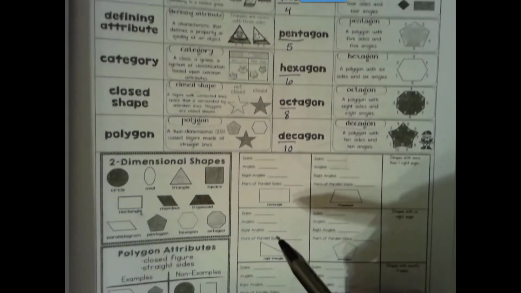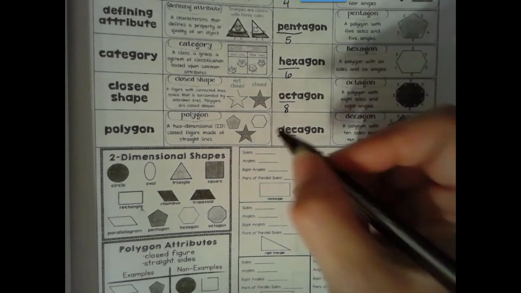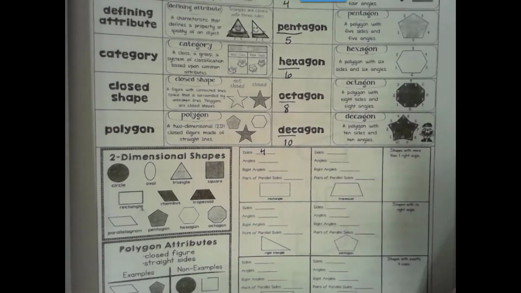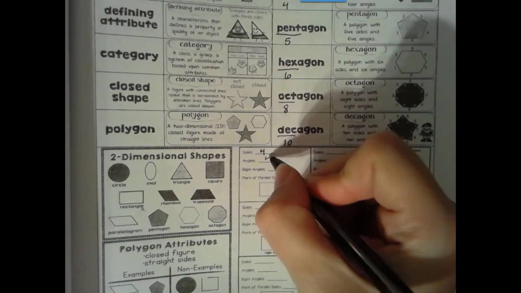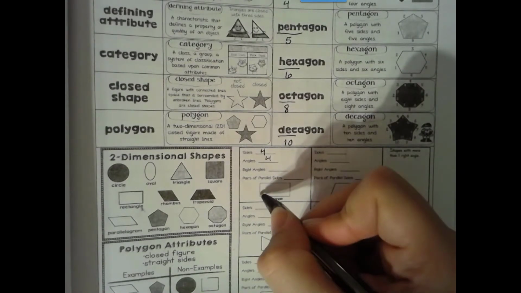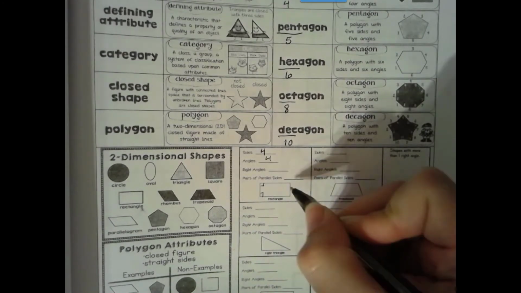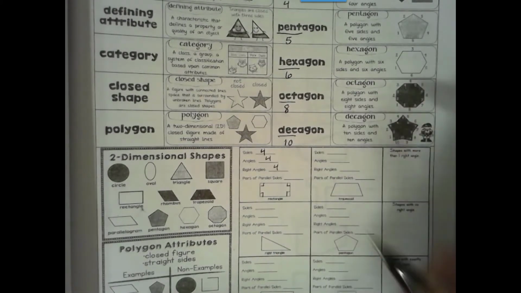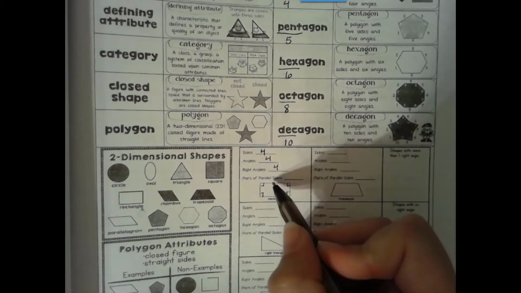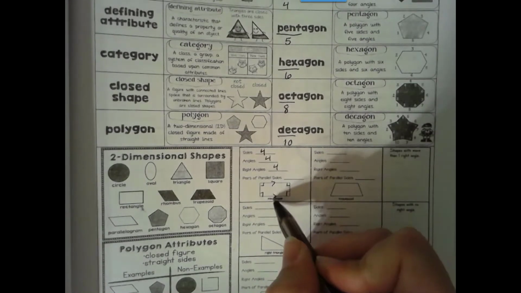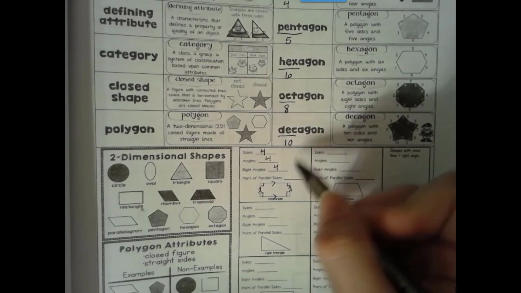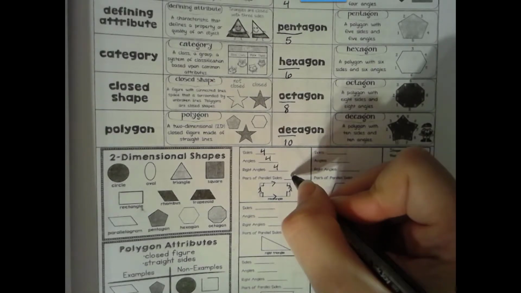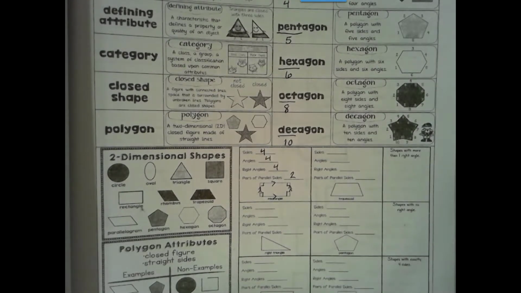Okay, so here we're looking at a rectangle. It has 4 sides. It has 4 angles. And actually all of these in a rectangle are right angles. That's what makes it a rectangle. And these 2 sides are parallel, and these 2 sides are parallel. So we have 2 pairs of parallel sides.